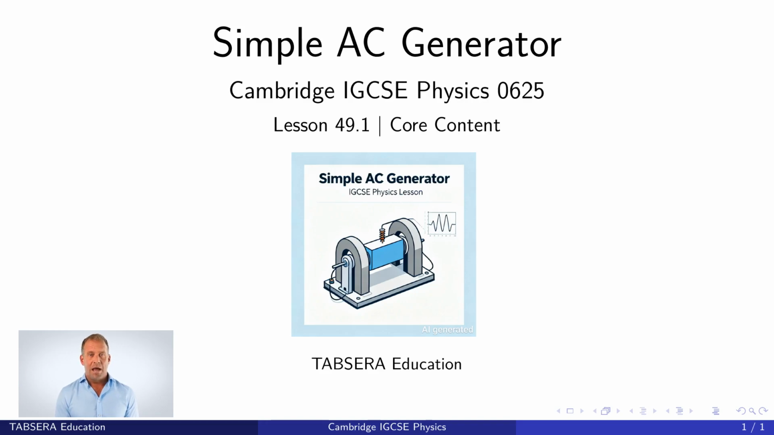Welcome to Cambridge IGCSE Physics, Lesson 49.1, Simple AC Generator. In this lesson, we will explore how alternating current generators work, examining their construction and operation. This is core content for your IGCSE Physics examination.